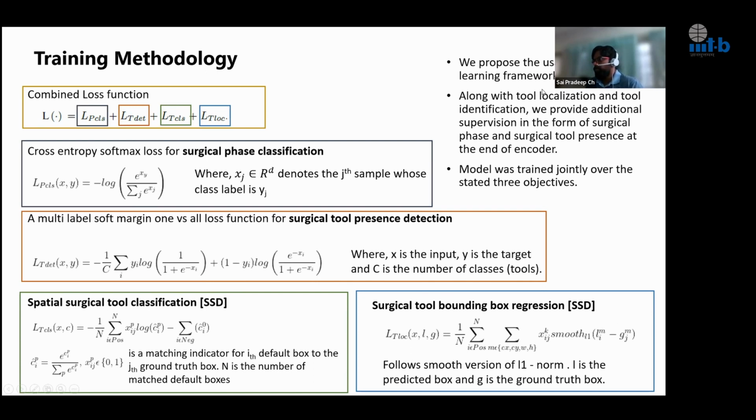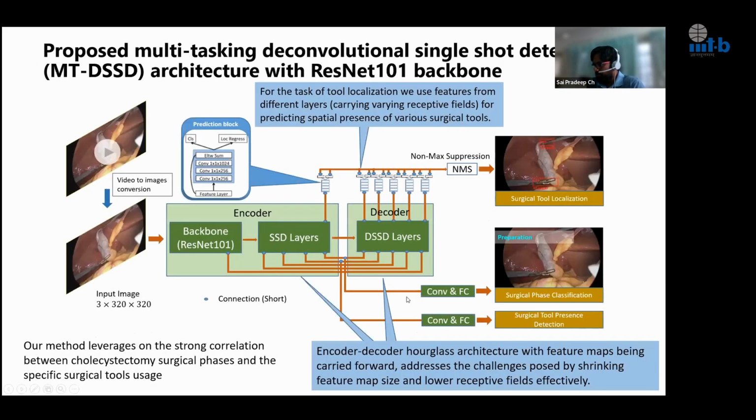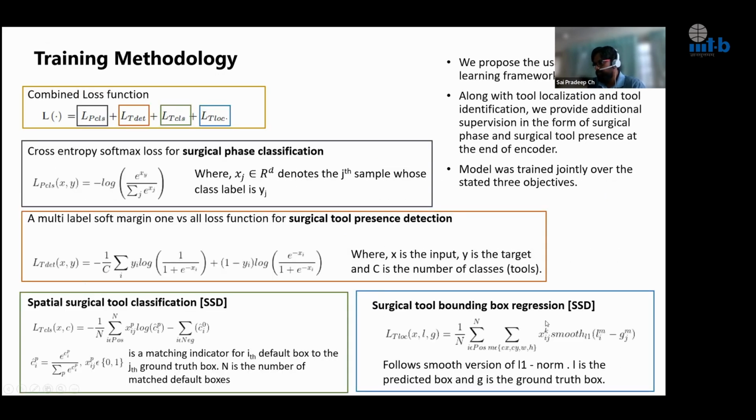Right. So we propose the usage of a multitask learning framework. Along with tool localization and tool identification, we provide additional supervision in the form of surgical phase and surgical tool presence at the end of the encoder. So here we add additional convolution and FC layers and provide labels of surgical phase for surgical phase classification, and a parallel set of convolution and FC layers for surgical tool presence detection. Right. The model was trained jointly over the stated three objectives.